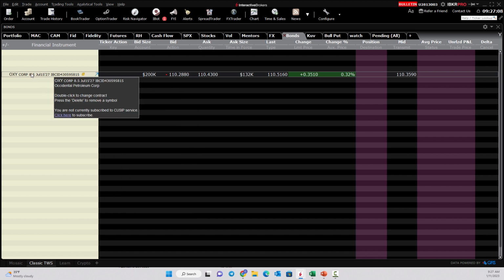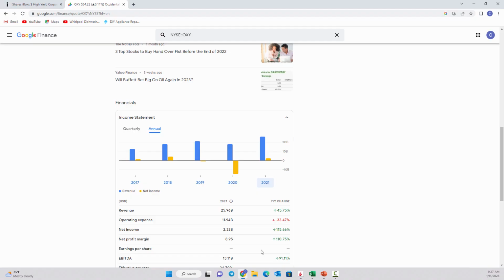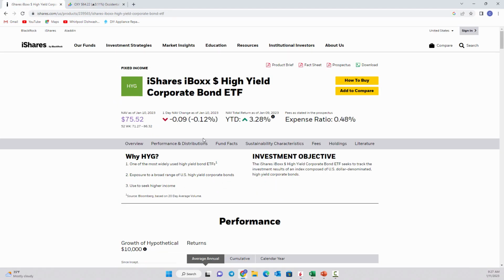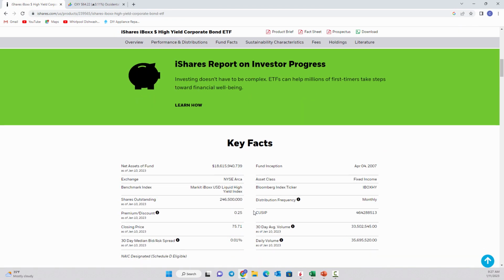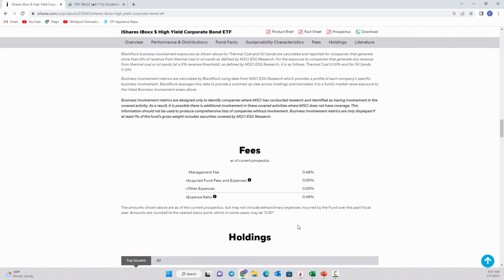Had you bought it when it first came out, you'd be making 8.5%, and when it hits maturity, you'd get your full 2,000 back, assuming Oxy does not default on that debt. So this is one way that you can find different corporations. You can do some different homework. You can kind of be aware of what's happening.